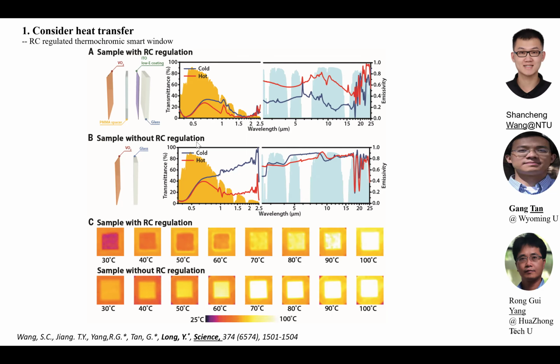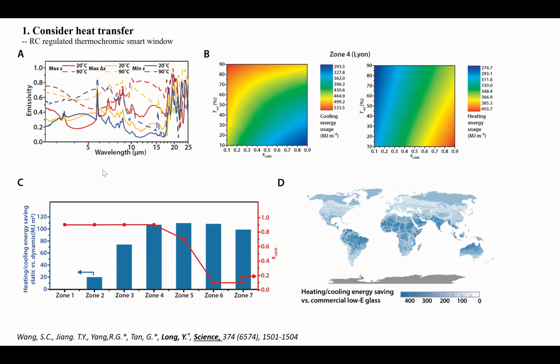It's a very simple experiment and very simple design. Compared with the static low-E commercial window, we can increase the energy saving across all zones globally, from zone 1 to zone 7. So this is a very simple design and a very simple way to enhance the energy saving performance.